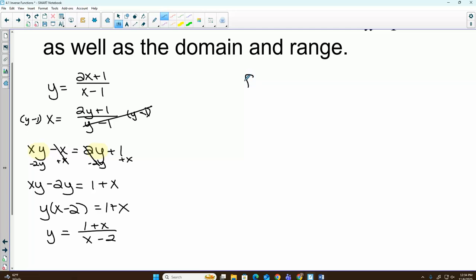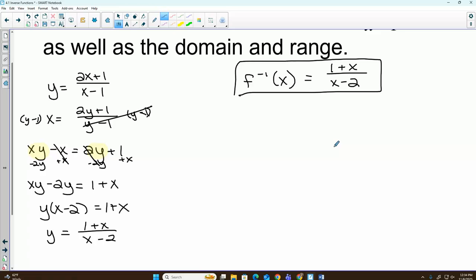So my inverse, f inverse of x, is 1 plus x over x minus 2. All right. I want to also give the domain and range for both the original function and the inverse. So I need the domain. What I use is like a subscript. Show me the domain of the function and my range of the function.